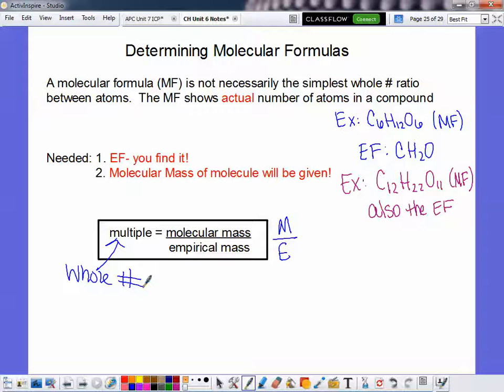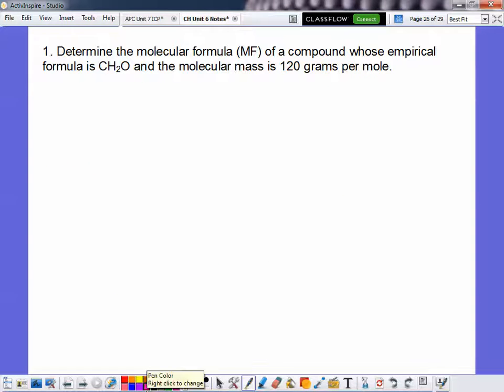Are you ready for the example? All right. We're going to determine the molecular formula, MF, of a compound whose empirical formula is CH2O. Hey, that's also the empirical formula of glucose, isn't it? I'm going to give you a hint. The answer to this is not glucose. And the molecular mass is 120 grams per mole. So the 120 grams per mole is going to be the number we put on the top. The bottom number will be the molar mass of this.